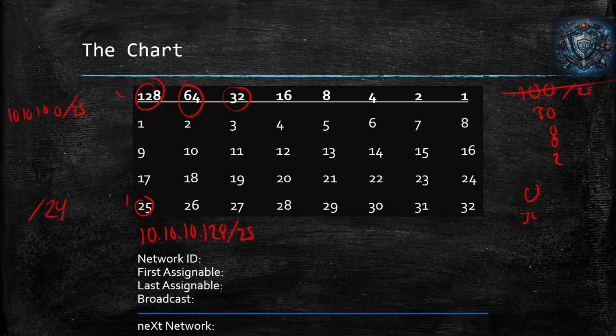But we can start with 128. So we can start at 128 plus 32, that's 160, 159. So here is our /27 range that covers our 30 host requirement, which makes the network ID this guy right here, 10.10.10.128. Makes first assignable 129, right?